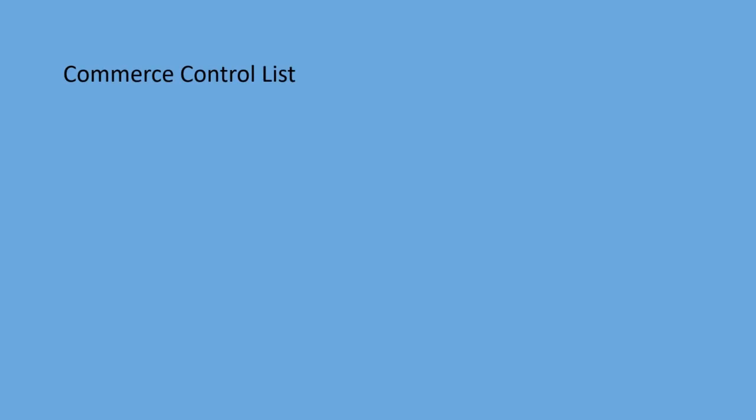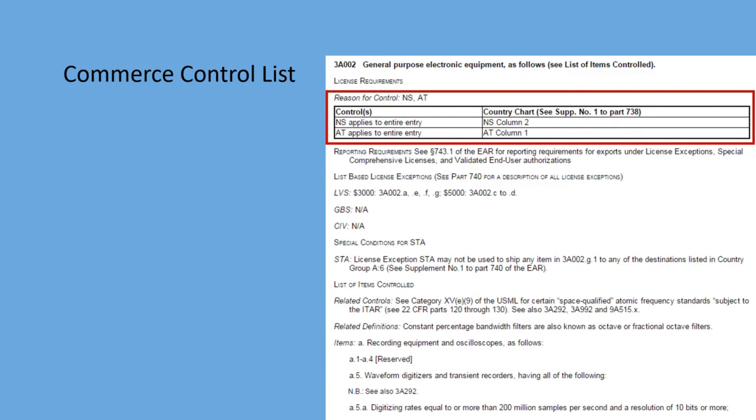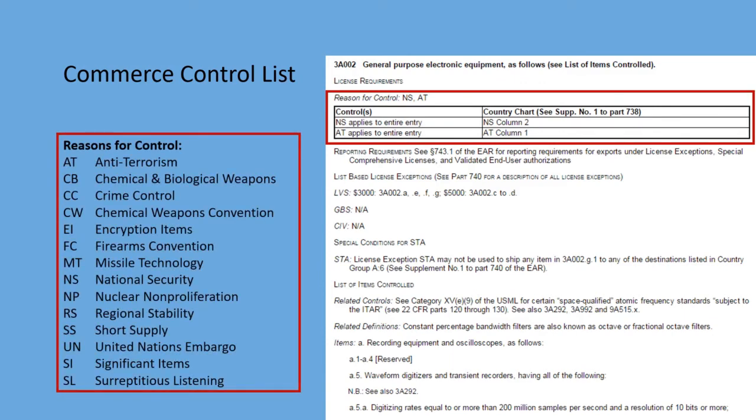All ECCNs are listed on the Commerce Control List. Here's our 3A002, which covers general-purpose electronic equipment. Notice here are the reasons for control. Looking at our list from a moment ago, we can see that 3A002 is controlled for national security and anti-terrorism. Does this mean that all electronic equipment is 3A002, like toaster ovens and bathroom scales? No, I don't think that toaster ovens represent a lot of national security concerns.